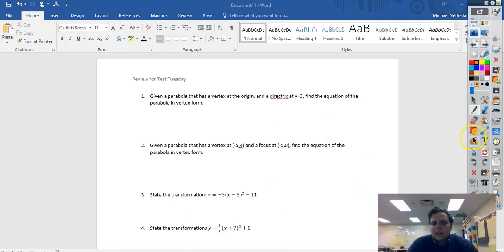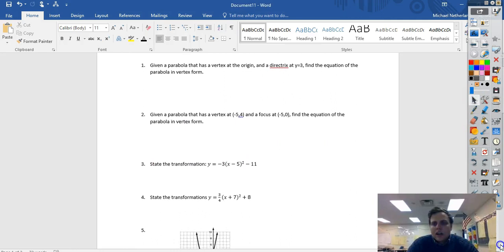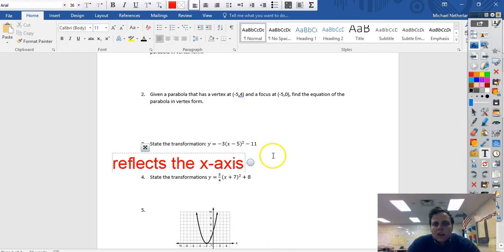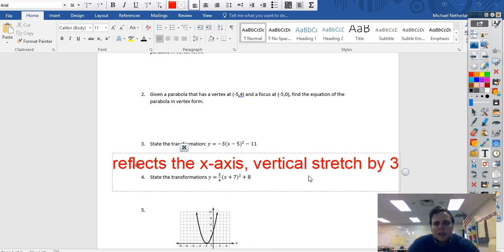All right, and number 3, state the transformations. All right, well, I'm going to type these out because that's just going to be a little bit easier for me. The negative sign right here means it reflects over the x-axis. The 3 right here means that it is a vertical stretch by 3.